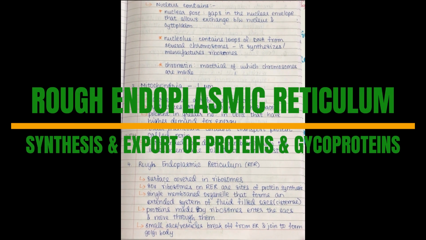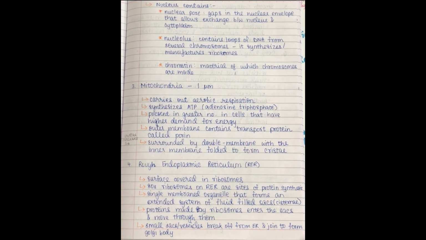The rough endoplasmic reticulum, or RER. Why is it called rough? Because its surface is covered in ribosomes. Now, these are the 80S ribosomes, which are the sites of protein synthesis. The RER is a single membrane organelle, and it forms an extended system of fluid-filled sacs, and these sacs are called cisternae. The proteins made by these 80S ribosomes enter the sacs and then move through them. Smaller sacs, also called vesicles, break off from the endoplasmic reticulum and they join together to form something called the Golgi body.